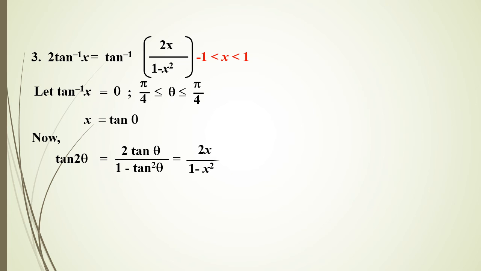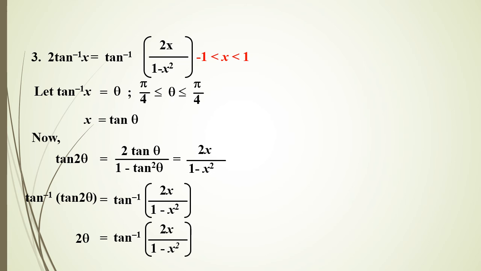Now consider the right hand side term, tan inverse of 2x divided by 1 minus x square. Tan 2 theta can be written as 2 tan theta divided by 1 minus tan square theta. So wherever x is there, in the place of x you just put the trigonometric function, that is tan theta. After substituting x equal to tan theta, you will get 2 tan theta divided by 1 minus tan square theta. It can be written as 2x divided by 1 minus x square. So the total solution of 2x divided by 1 minus x square will be just tan 2 theta. So tan inverse of tan 2 theta is equal to tan inverse of 2x divided by 1 minus x square.